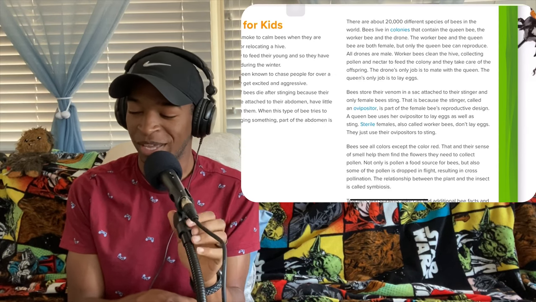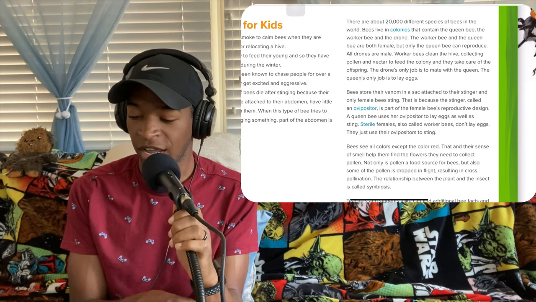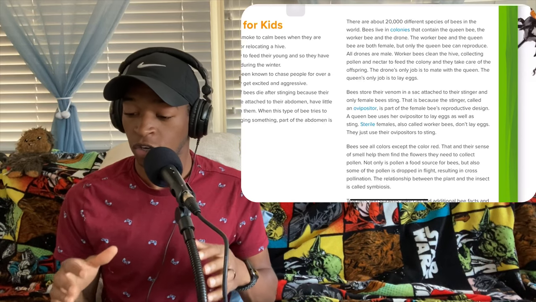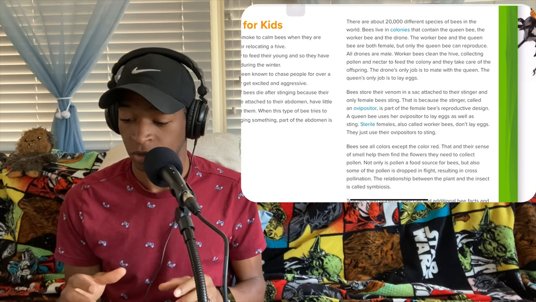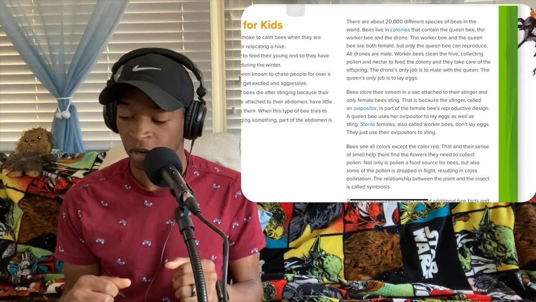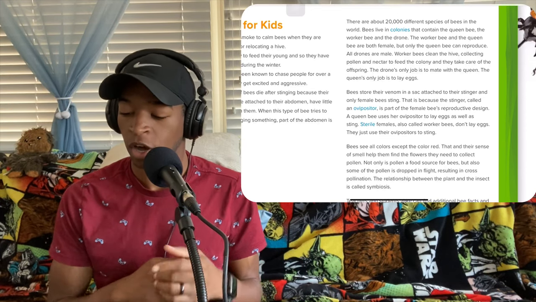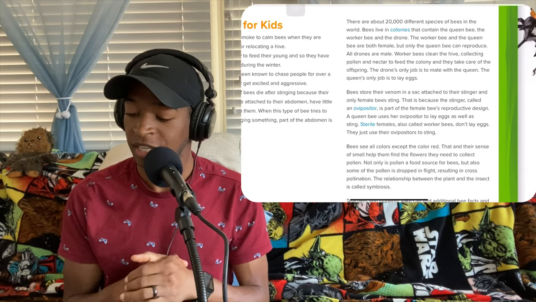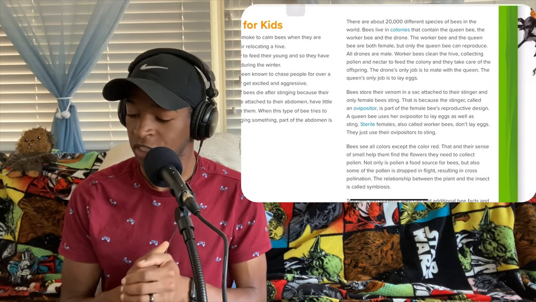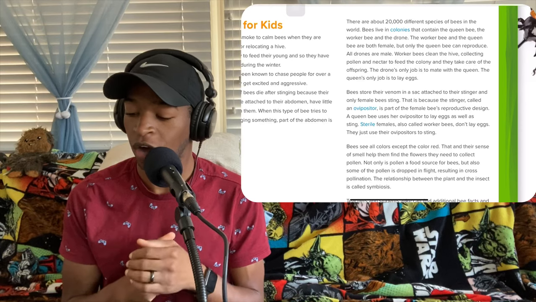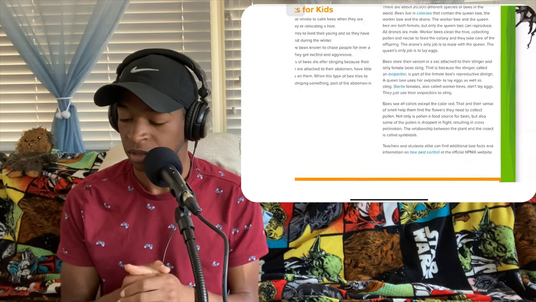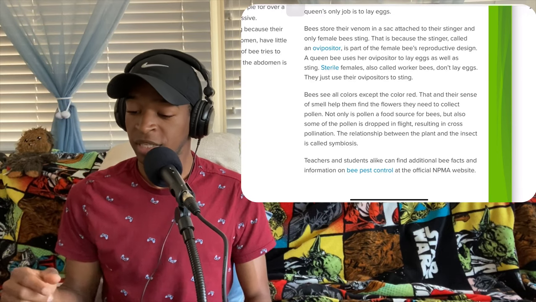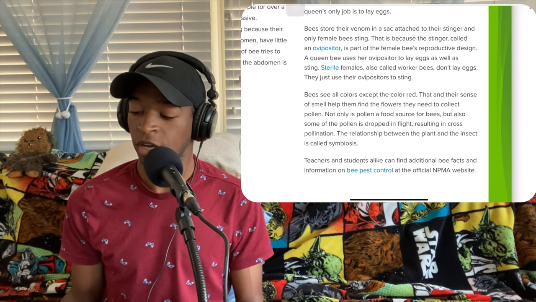Bees store their venom in a sac attached to their stinger, and only female bees sting. That is because the stinger, called an ovipositor, is part of the female bee's reproductive design. A queen bee uses her ovipositor to lay eggs as well as sting. Sterile females, also called worker bees, don't lay eggs. They just use ovipositors to sting. Oh, that's so weird. Sterile females.